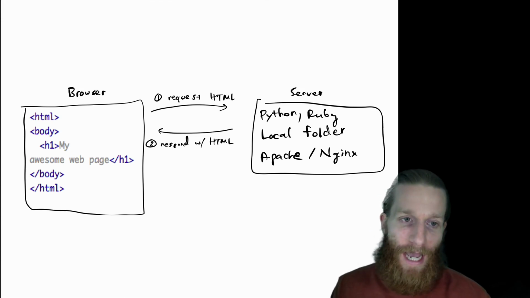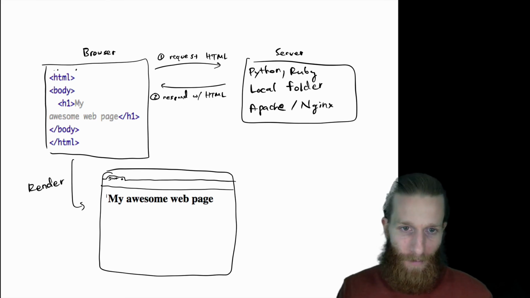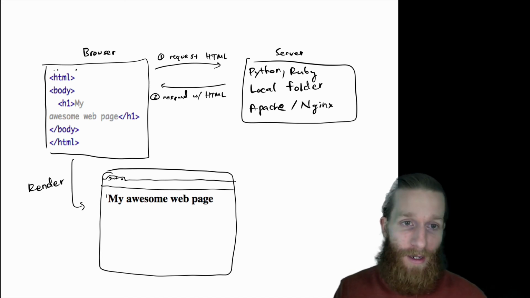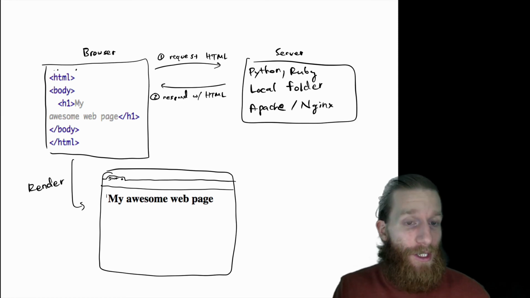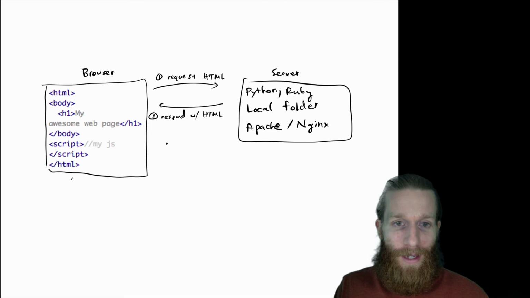And our browser gets that HTML block, and then it goes and renders it. So it'll turn H1, a top-level header that says my awesome web page, into a browser page that says my awesome web page. But no styles here. This is just plain HTML. It can get a little more complex than that.